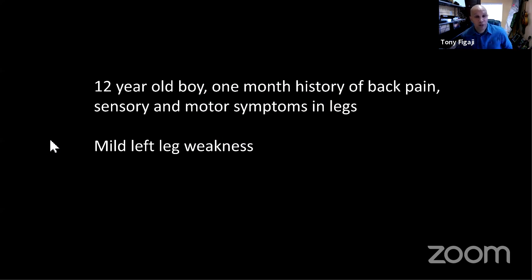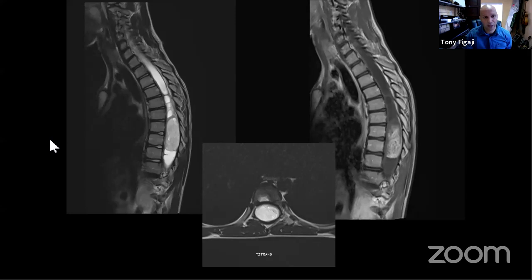Another case, just in fact, a week and a half ago, a child was sent down to us from another center, a 12-year-old boy with a 1 month history of back pain, sensory and motor symptoms in the legs, and some leg weakness. This was his tumor, a mid-thoracic tumor, again, syrinx both rostrally and caudally, and it looks like a JPA.